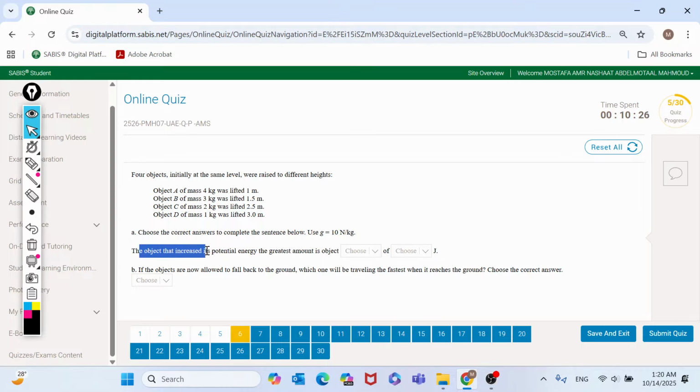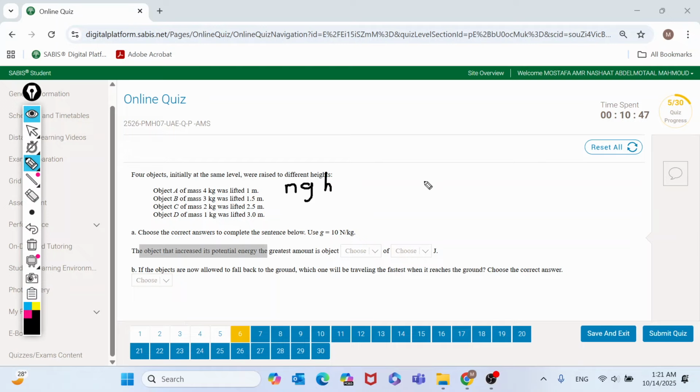The object that increased the potential energy the greatest amount is which object? Okay, so guys, the way you calculate potential energy, it's mgh. g is always going to be 10, so it should cancel out for all of them. We don't need to do it.